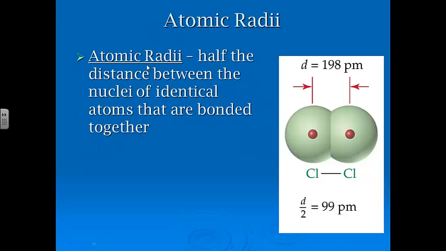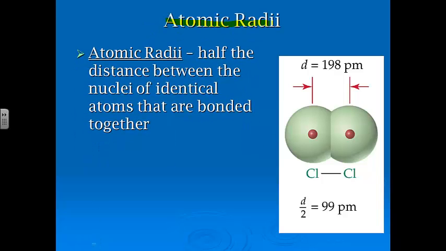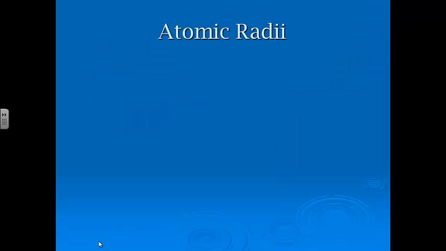Alright, so let's talk about atomic radii. We've talked about this before. Radii is plural, radius is singular. But the actual definition that we use for radii, because it's the better one, is half the distance between the nuclei of identical atoms that are bonded together. So if you have two chlorine atoms that are bonded together, the entire distance between them is 198 picometers, which would be 10 to the negative 12th meters, just as a reminder. And that comes out to 99 picometers. So that's how we figure out atomic radius.